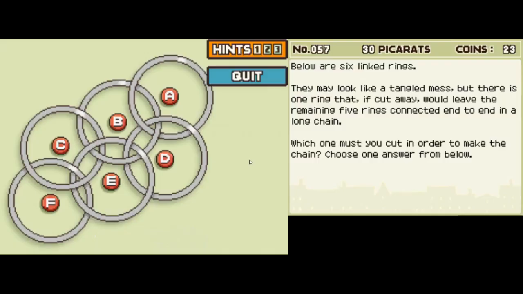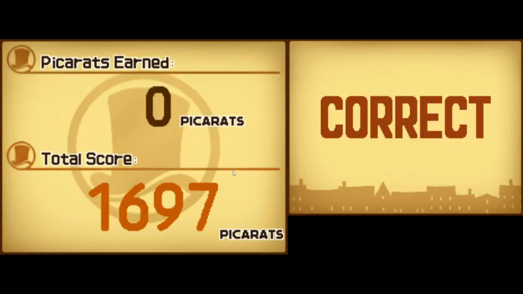Alright. Feels like one ring is being connected by, basically, if one goes down, so do the rest. At least I think. Why do I get the feeling that it's this one? D. Well, there's only one way to find out, so here we go. I picked D. That should do it. And I was right. Cool. Another puzzle solved.